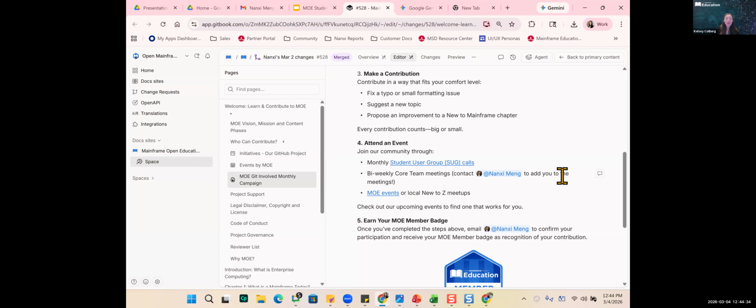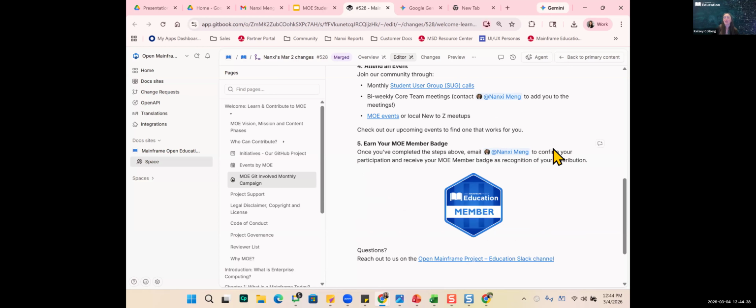When you do all of that, you will earn your MOE member badge, and you can email Nancy for that. It's a brand new badge that we've updated and added to our page, so you can go ahead and get that badge. And that showcases that you're a member of this team and contributing back to the community. So that's a quick high-level overview of the steps you can take to start getting involved. And when you get involved, you also get access to play around with the gem as well.